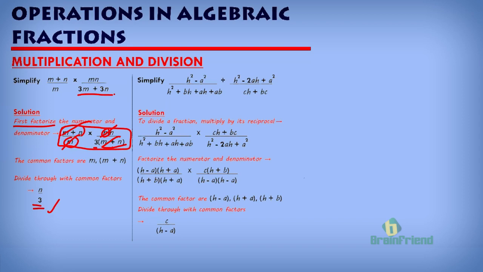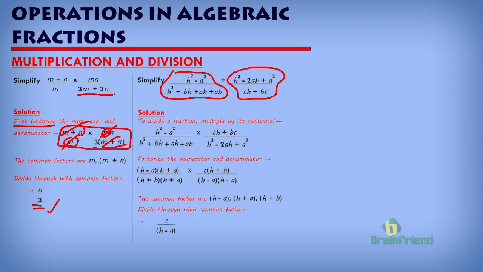Now, take a look at one that is a little bit more complex. Operations in divisions of algebraic fractions. Let's see. H squared minus a squared all over h squared plus bh plus ah plus ab divided by h squared minus 2ah plus a squared all over ch plus bc.